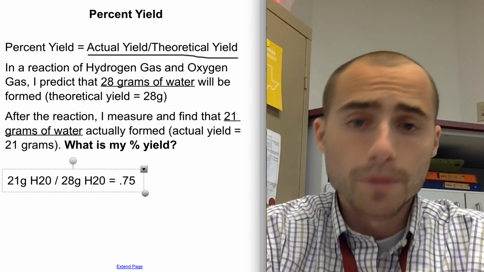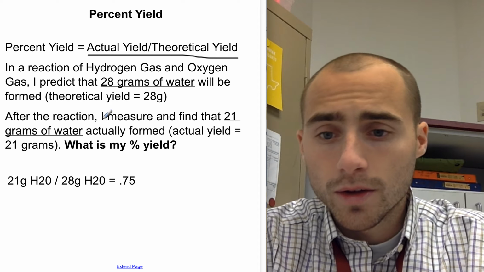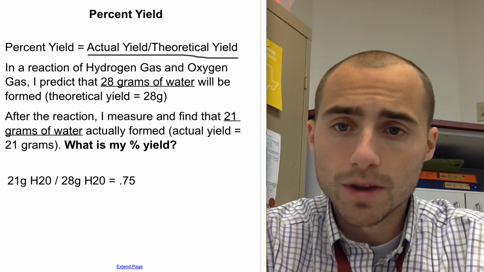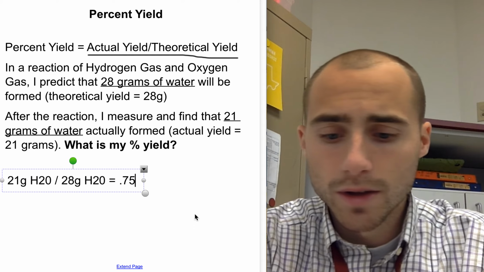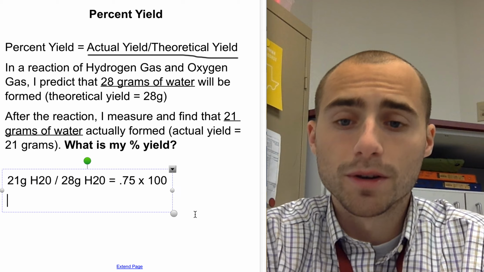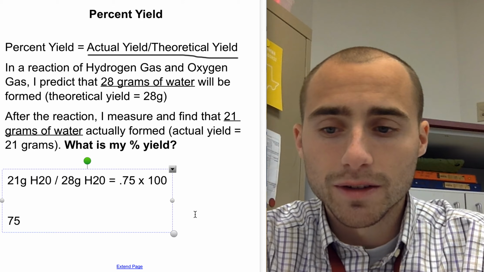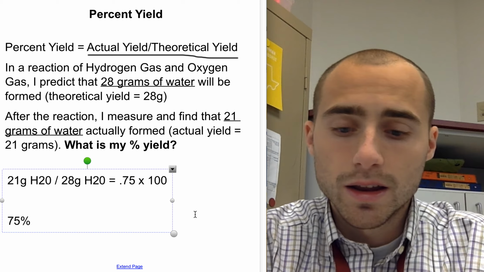So is that all you do? No, the one thing you can do to finish this off is take whatever decimal you get, because typically you will get a decimal, and multiply that by 100, and that will give you your percent yield. So if we take 0.75 multiplied by 100, that gives us a 75% yield.